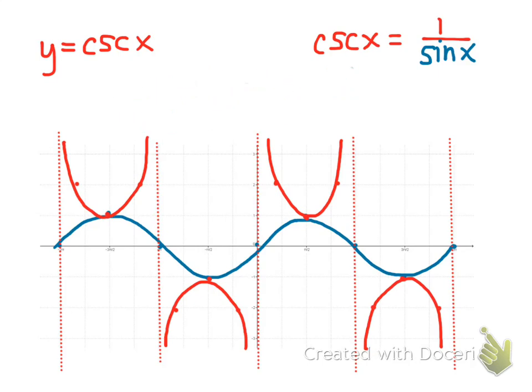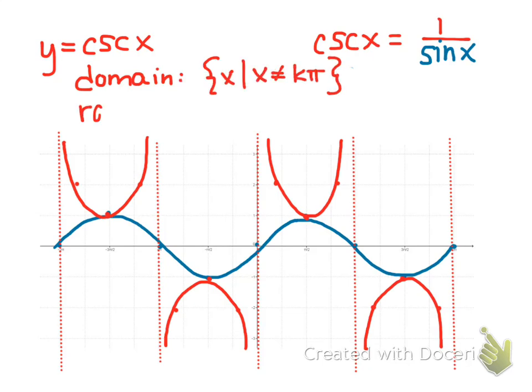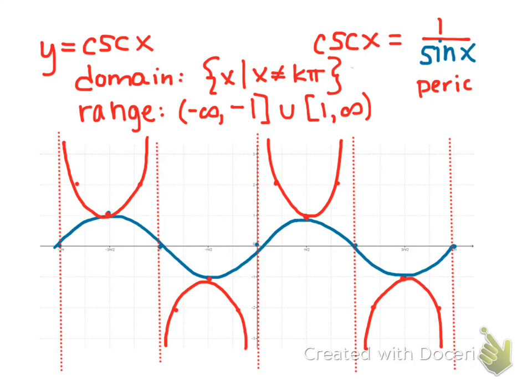And we'll look at the domain and range. Well, for the domain, we see the values that cosecant can't have are all of the multiples of pi. And the range is the same as the range of the secant function. And the period is also the same as the cosine, the secant, and the sine. It takes 2 pi before we see a repetition.